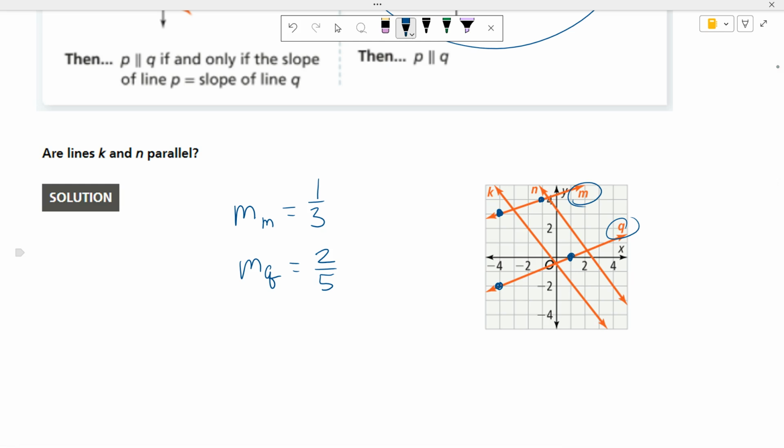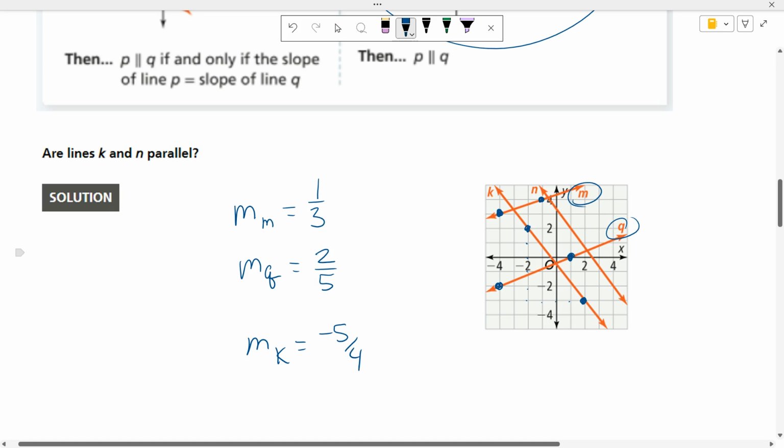Let's look at K and N. K goes through this point, and it goes through this point. So we go down 1, 2, 3, 4, 5 to the right, 1, 2, 3, 4. So the slope of K is -5/4. N goes through this point, and N goes through this point. So it goes down 1, 2, 3, 4, and over 1, 2, 3.